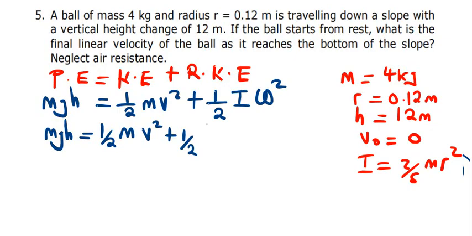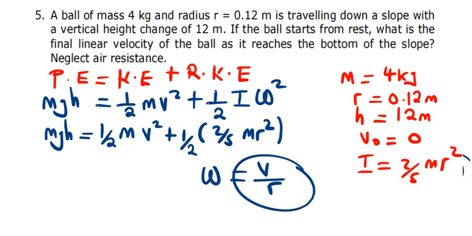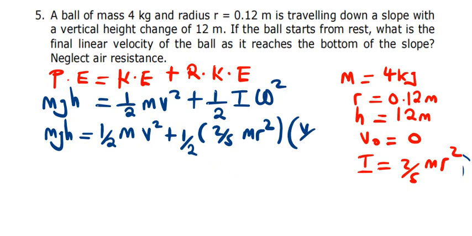When I replace here, I'm going to have 2 over 5 mr squared. Then for the angular velocity, we said that it is v over r. If it is v over r, I'm going to replace it, so I'm going to have v over r, but don't forget it is squared. Therefore I'm squaring my v and I'm also squaring my r.